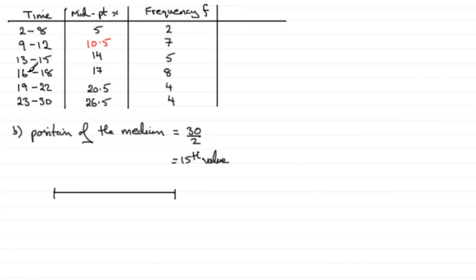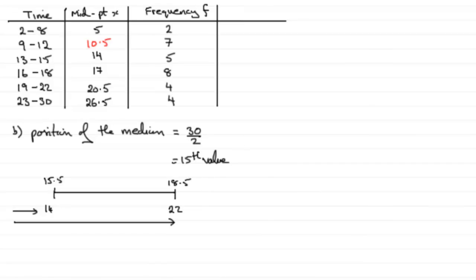Now it's in this class interval 16 to 18, which really goes from 15.5 to 18.5, so I'd put that on the top there, 15.5 to 18.5, and we're looking for the 15th value. Now we know that up to 15.5, that's the lower end of this class interval, there was a total of 2, 7 and 5 values, a total of 14 values. So the 14th value would have taken us just up to the 15.5. And then when we get to the upper end here, 18.5, we've got a total of 2, 7, 5 and 8 values. That comes to 22. So if we go to the end here, that would have been up to 22.